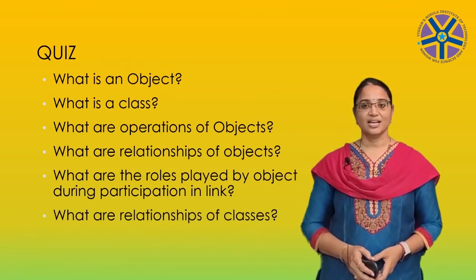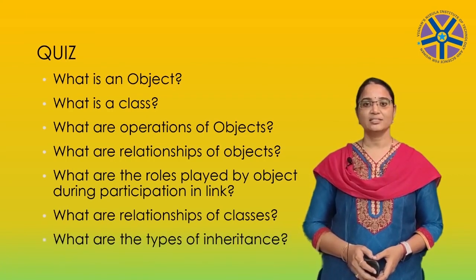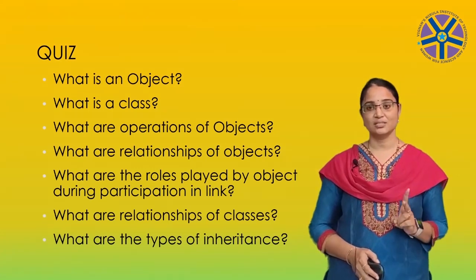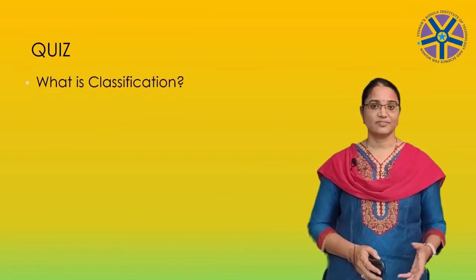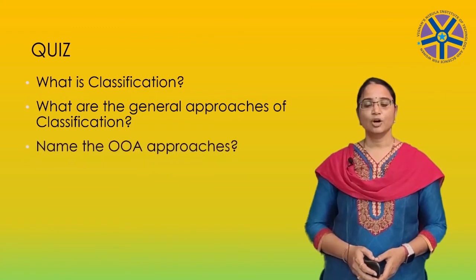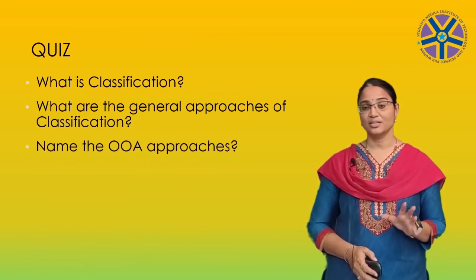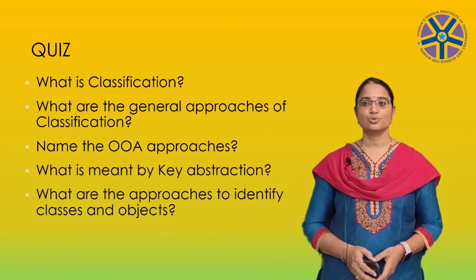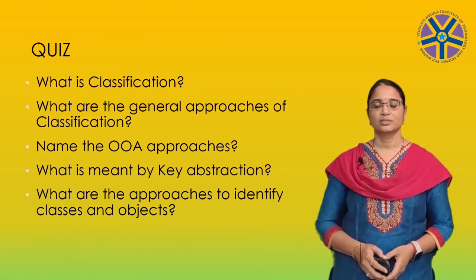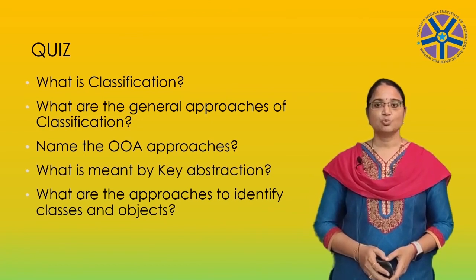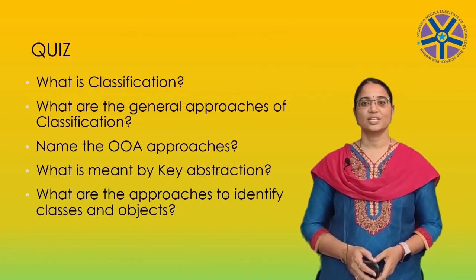What are the relationships of classes? What are the types of inheritance? Inheritance also I told 2 types. First one is single inheritance, second one is multiple inheritance. And next, what is classification? What are the general approaches of classification? Name the object-oriented analysis approaches. I told the 6 methods. What is meant by key abstraction? What are the approaches to identify the classes and objects? These are the quiz questions in this unit 2. If you can answer these questions, I hope that you understood the class well.